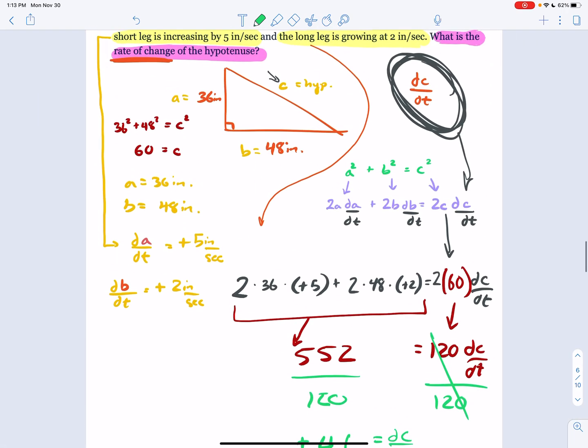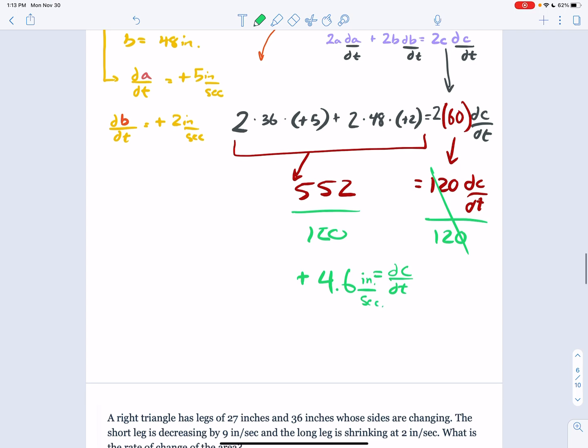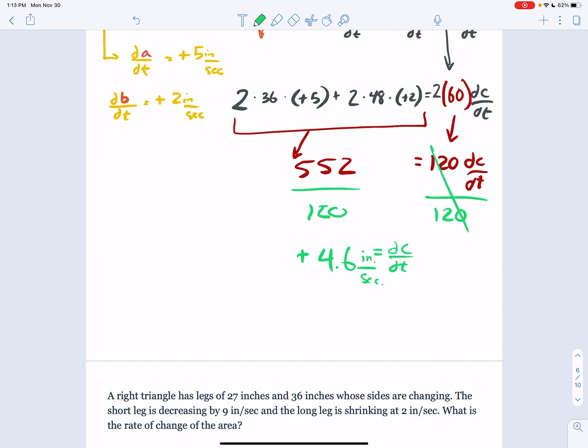Since c is just a side, this rate is just going to be inches per second. It wouldn't be inches squared because it's not area, okay? So what this is saying is the hypotenuse will be increasing at a rate of 4.6 inches per second.